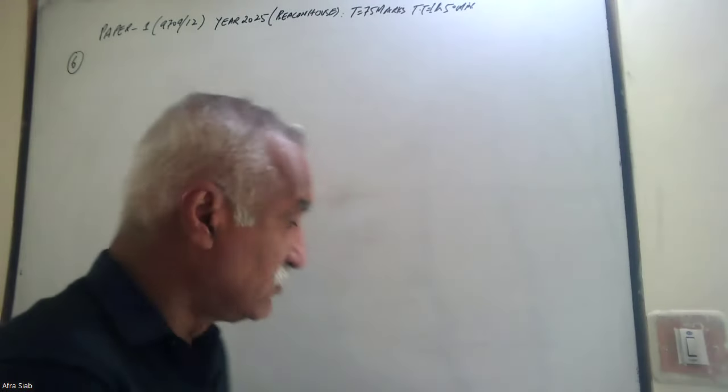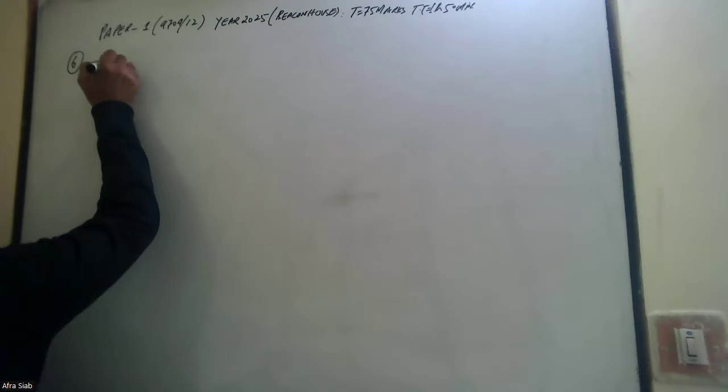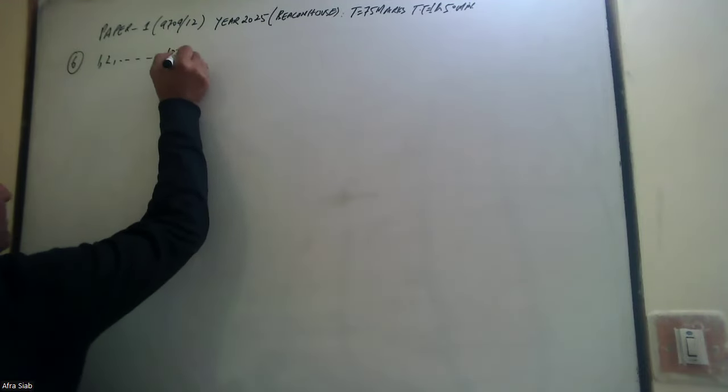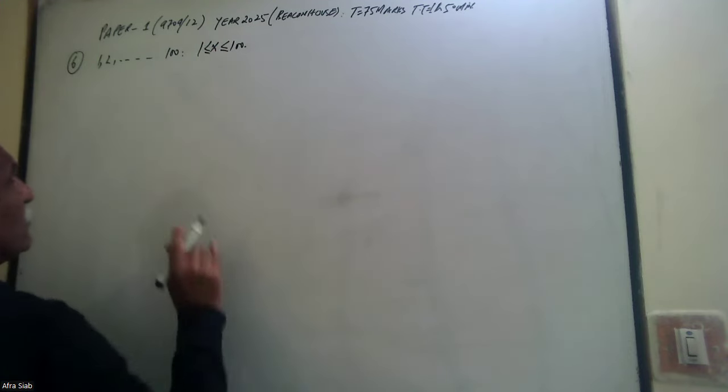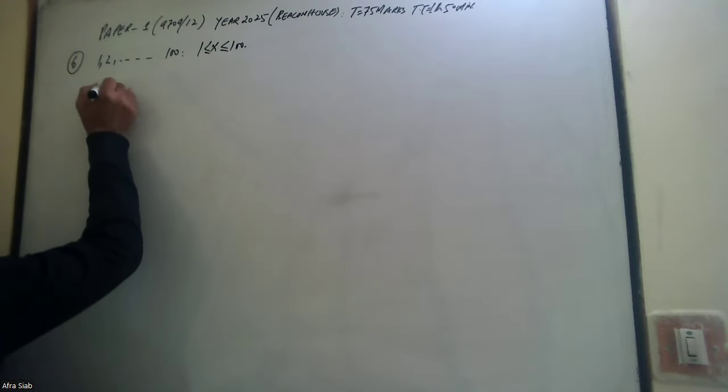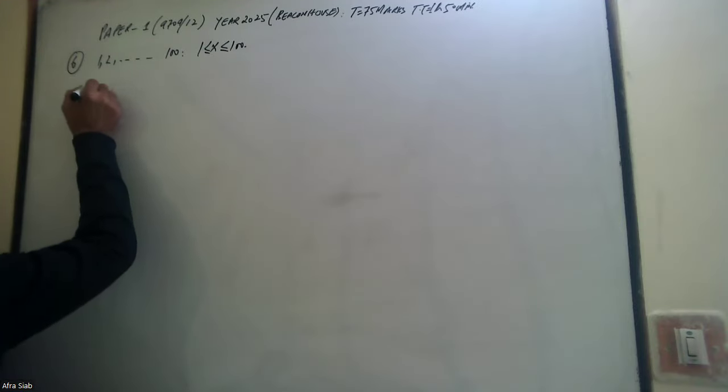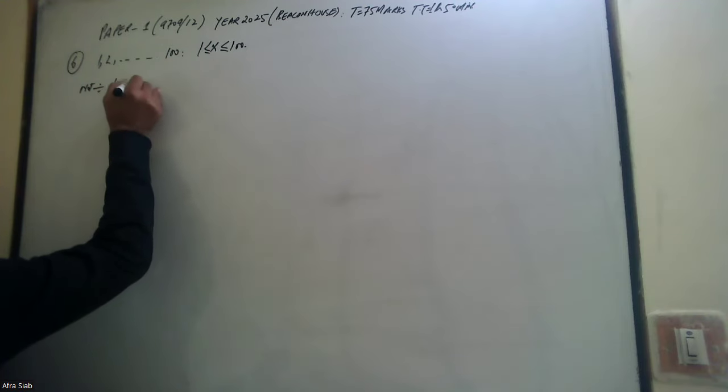Question number 6: find the sum of the numbers from 1 to 100 inclusive which are not divisible by 2, nor 3, nor 6. So we know that from 1 to 100 inclusive means x is greater than or equal to 1 and less than or equal to 100. And we are going to find the sum of those which are not divisible by 2, nor 3, nor 6.